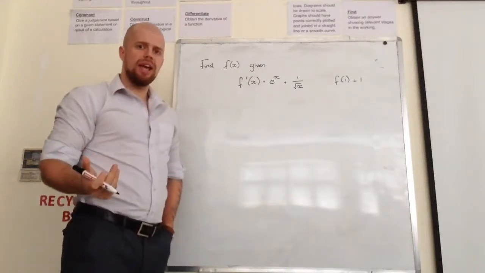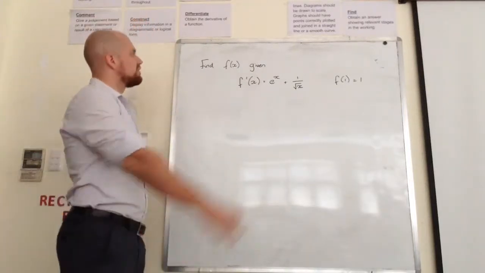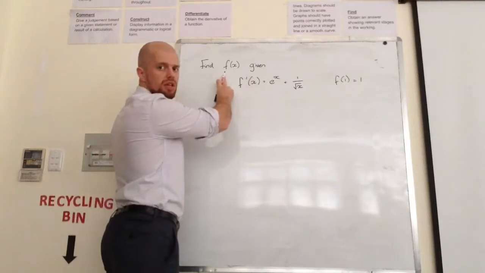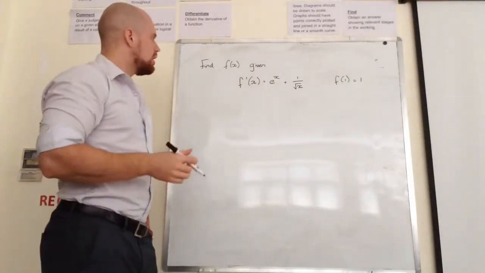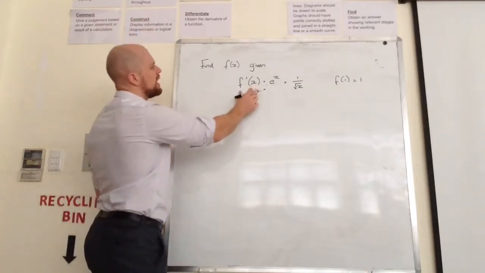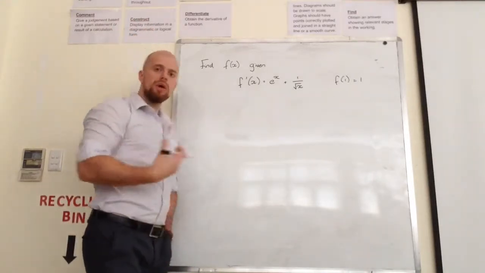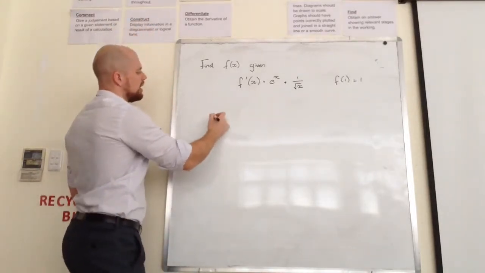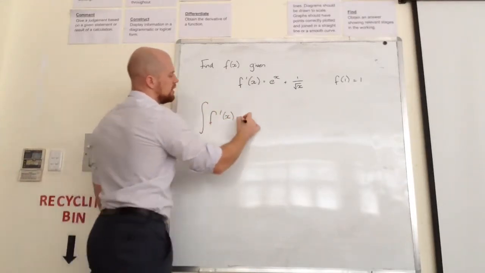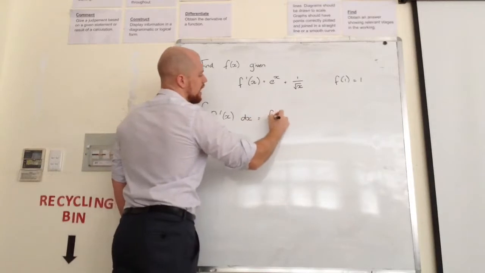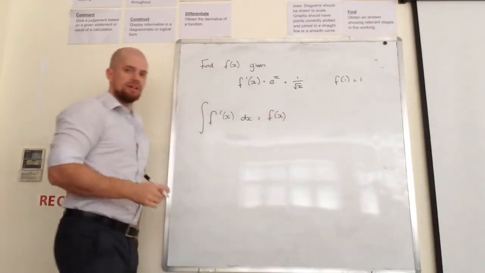Okay, so here what we're going to be doing is looking to find a function given we know a differential, given we know a gradient. Because we know a gradient, we know we're looking at integration. Because I know the gradient, if I integrate that with respect to x, I get f of x.